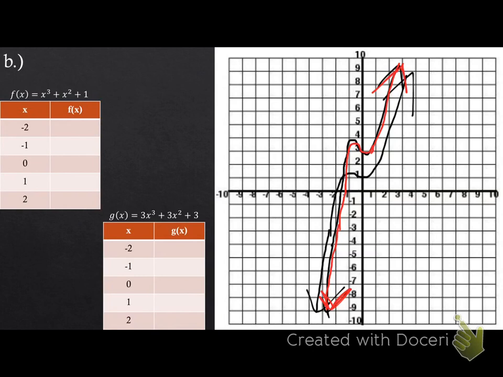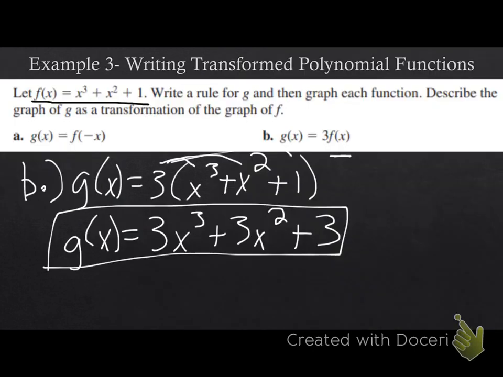So, based on what's happening to f of x and g of x on letter B, what is the transformation that is occurring here? A vertical translation. Am I adding or subtracting something outside of parentheses? It's not a vertical translation. Am I adding or subtracting something in the parentheses? Stretch. Vertical stretch by a factor of 3. Very good.